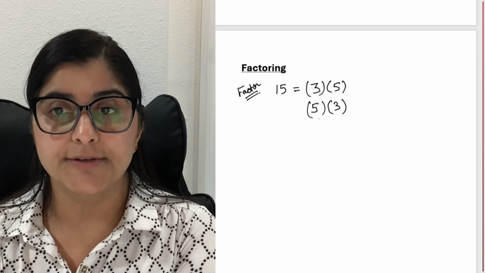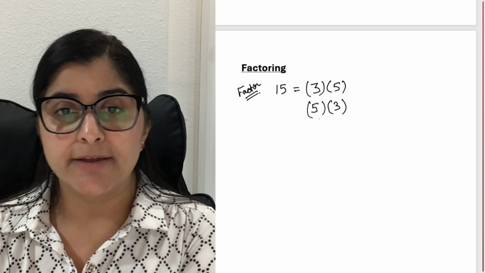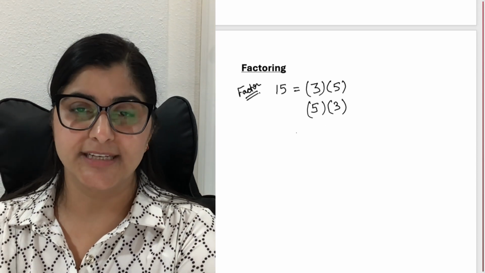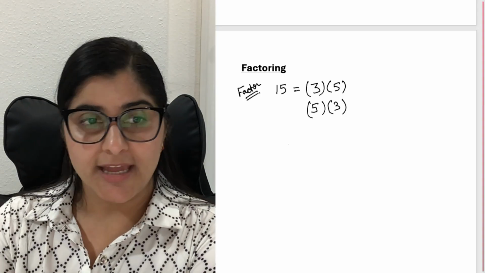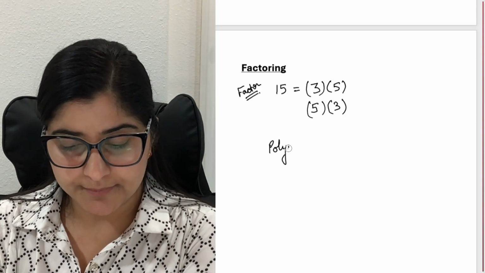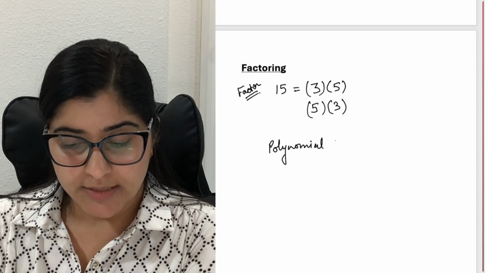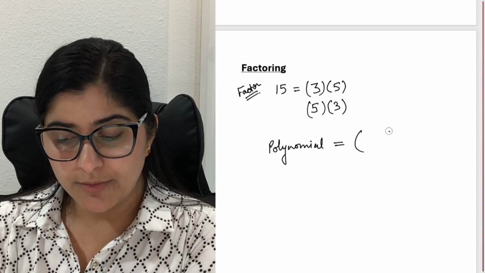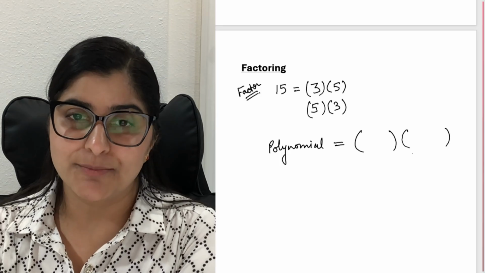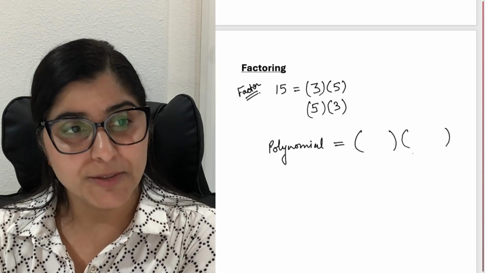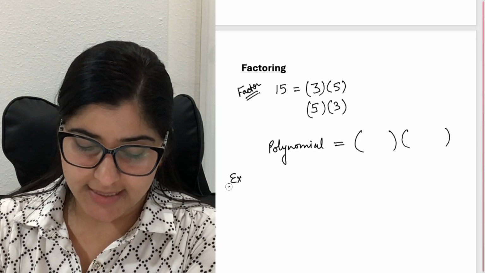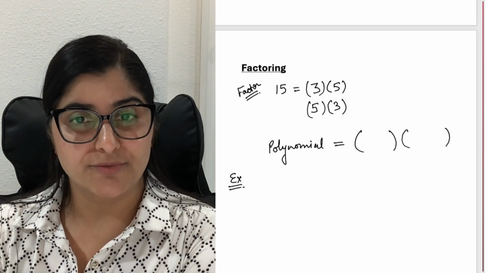So you factor 15. In other words, you will say 5 is a factor of 15, 3 is another factor of 15. In the same way, if we are asked to factor a polynomial, we are trying to write that polynomial as a product of two smaller polynomials. So let's see how we do the factoring.